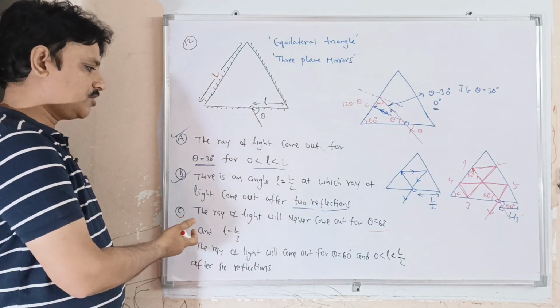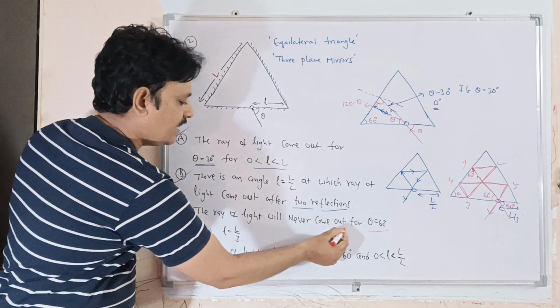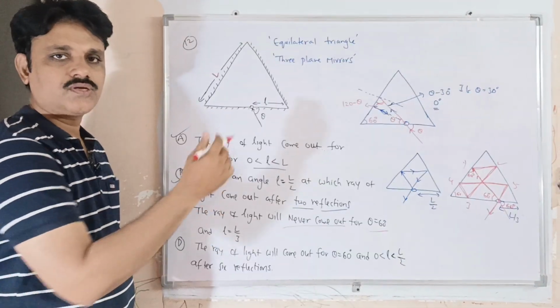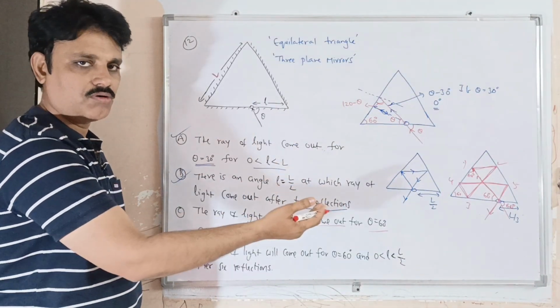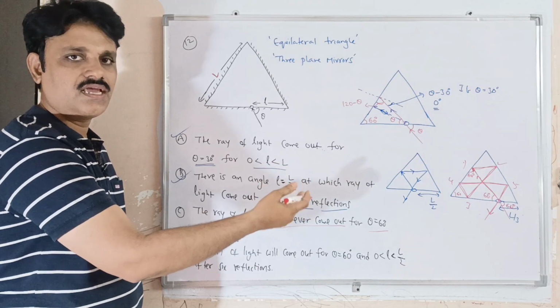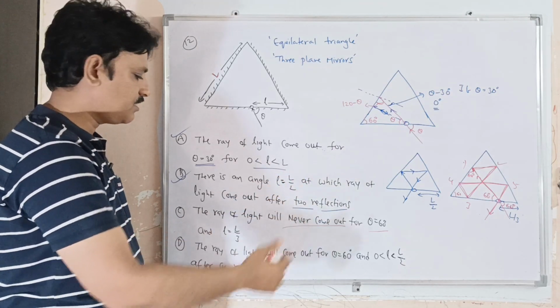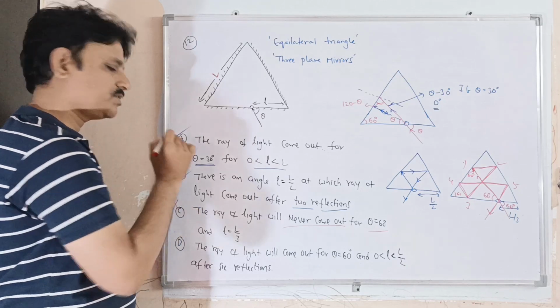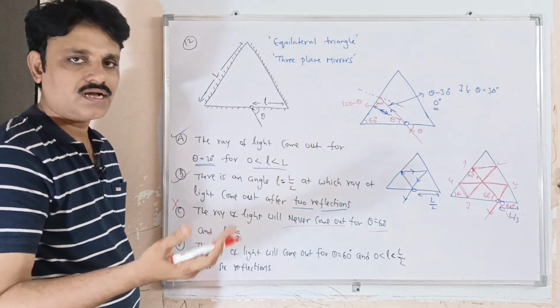But in option C it is given that the light will never come out. But actually the light will come out for angle theta is equal to 60 at small l is equal to capital L by 3. So this is a wrong option, because the light will come out.